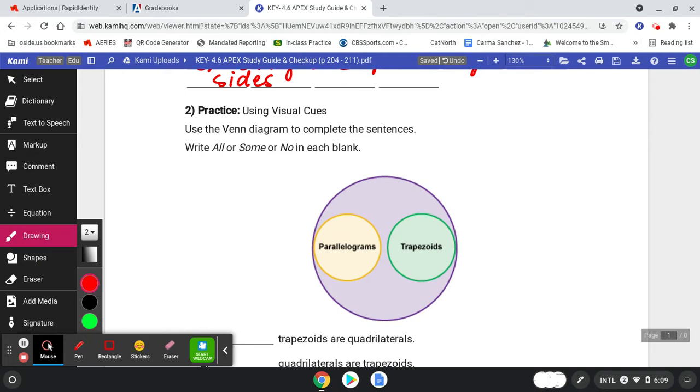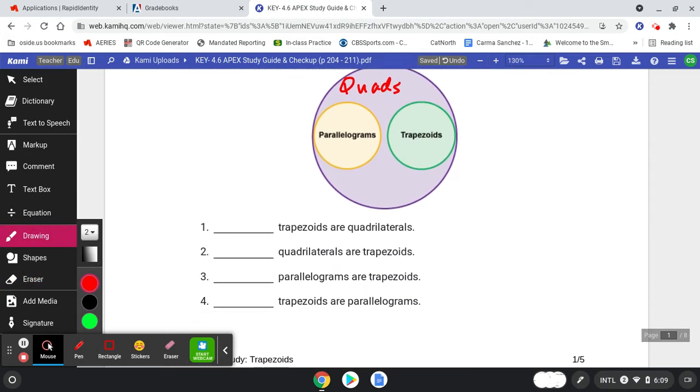So notice that we've got quadrilaterals as this entire overarching circle, and then parallelograms are a type of quadrilateral. And notice that a trapezoid is not part of the parallelograms group because it doesn't have two pairs of parallel sides. So let's go do some of the all or some conversation.